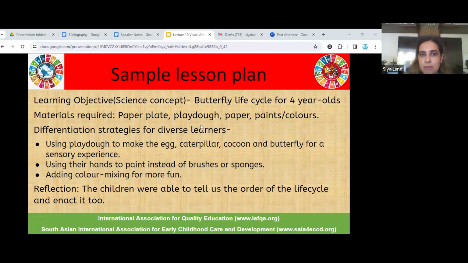They were paper plates, play-doh, paper, paints, colors. Some of us also used pasta. So you can depict a butterfly life cycle through different shapes of pasta, and you can use the bow pasta for the butterfly.